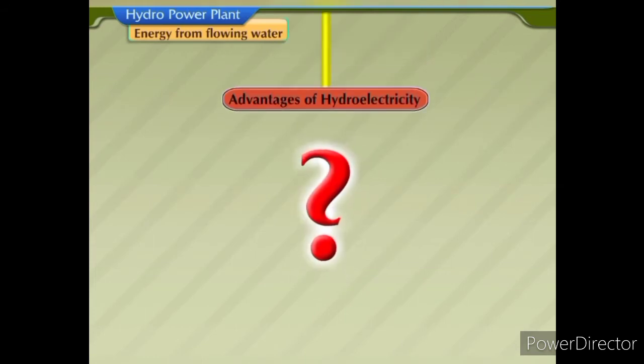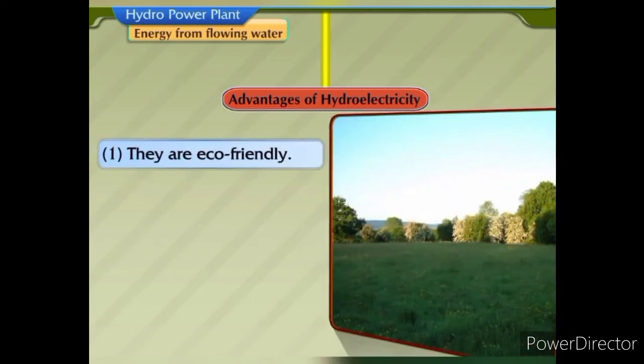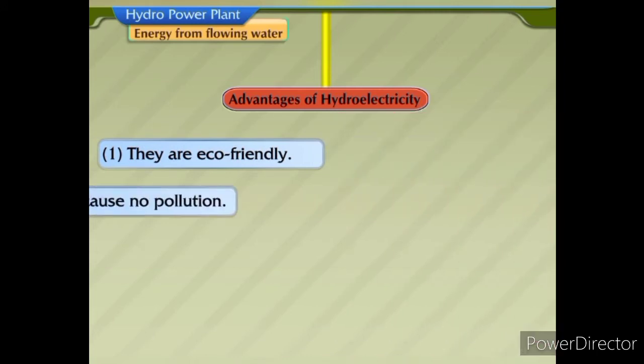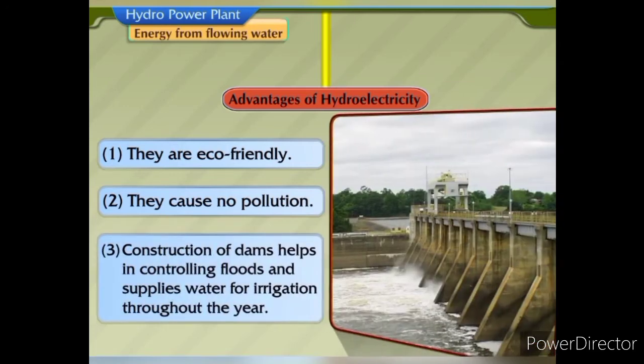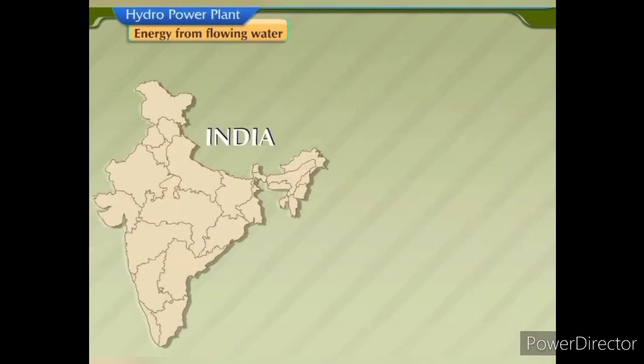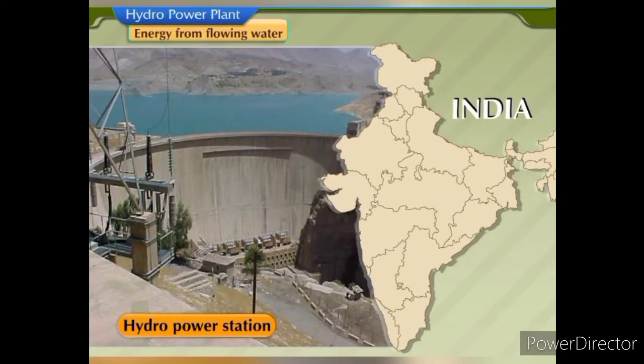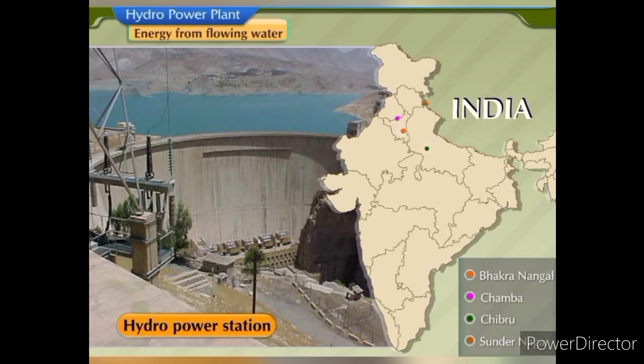What are the advantages of hydroelectricity? The advantages of hydroelectricity are: 1. They are eco-friendly. 2. They cause no pollution. And 3. Construction of dams helps in controlling floods and supplies water for irrigation throughout the year. Can you name some hydropower stations in India? In India, hydropower stations are located at Bhakra Nangal, Chamba, Chibro, Sundarnagar, etc.